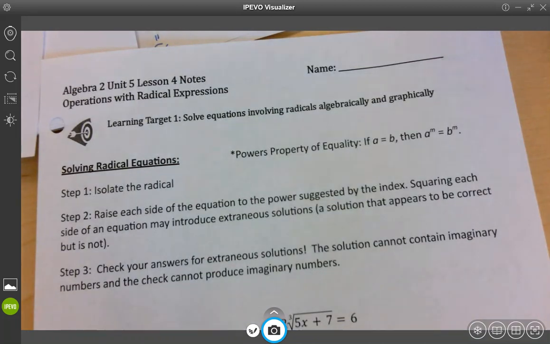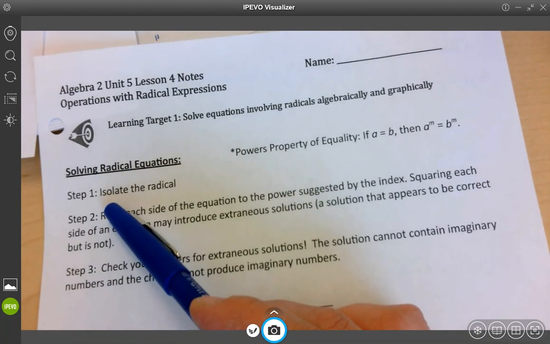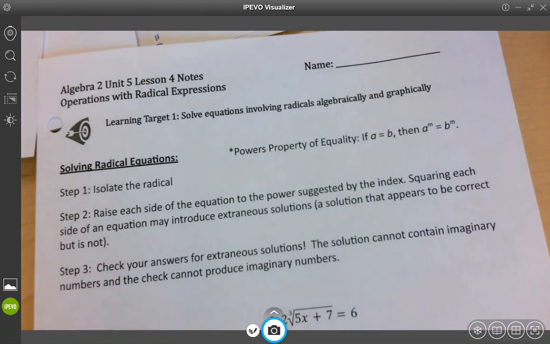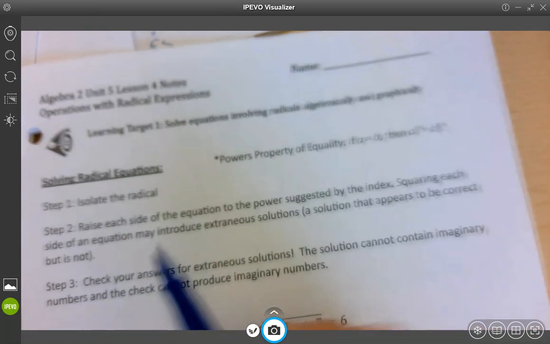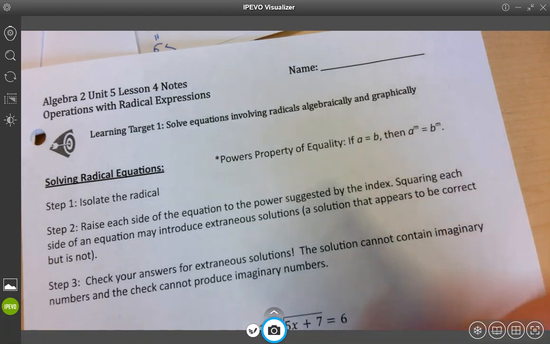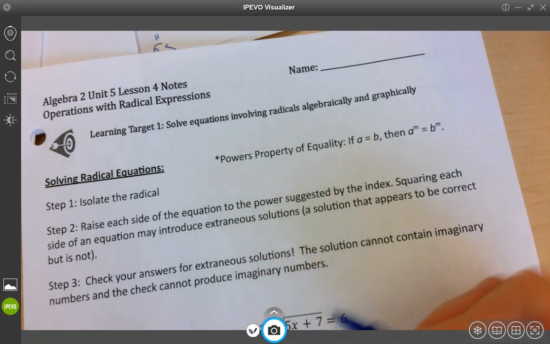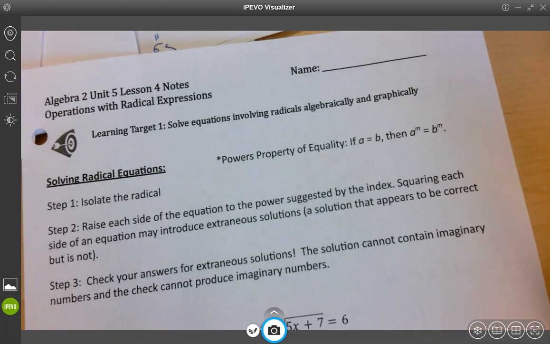Okay, so to solve radical equations, the first thing you want to do is get the radical by itself, isolate it. So you have to get rid of everything that's not the radical. Then we will raise each side of the equation to the power suggested by the index. That sounds fancy, but it means you undo squaring with a square root. You undo square root with a square. You undo cube root with a cube, right? If it was a fifth root, you would raise it to the fifth power.